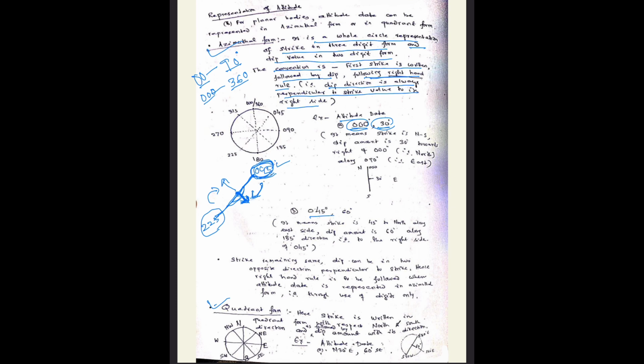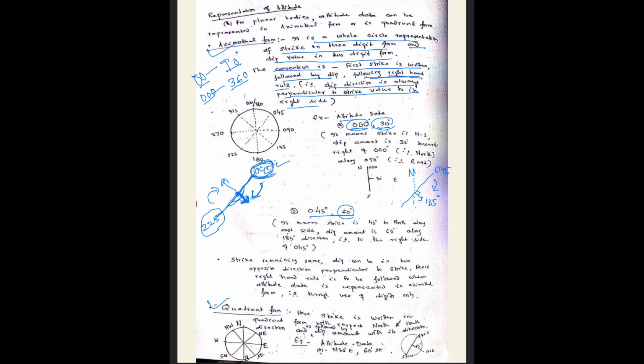So if this has been mentioned, the strike will be like this. It will be 45 degrees from north, so 0, 45 degrees. Then the dip direction will be towards this side, because the right of 0, 45 will be this direction. This will be 90 degrees. So it will be the 135 degree direction along which the bed is dipping.